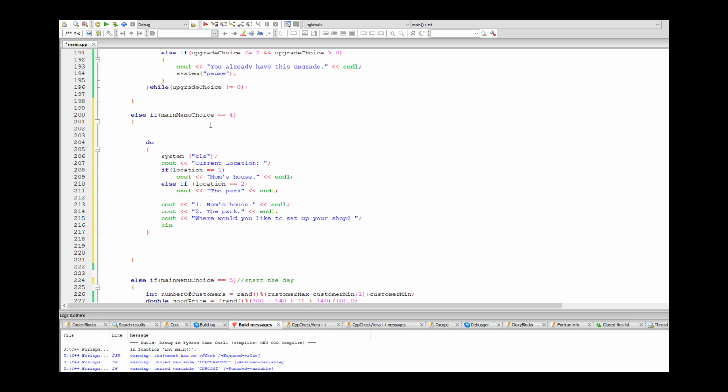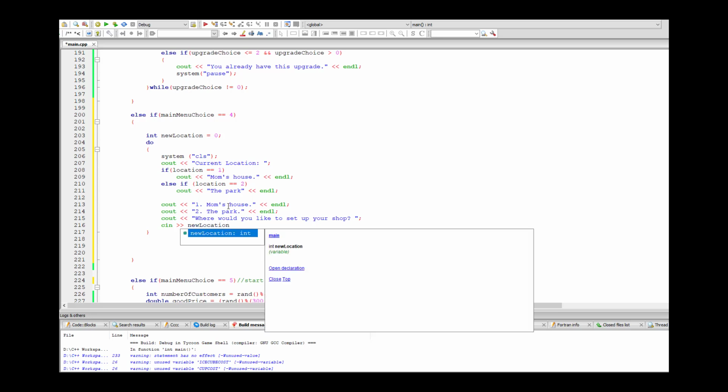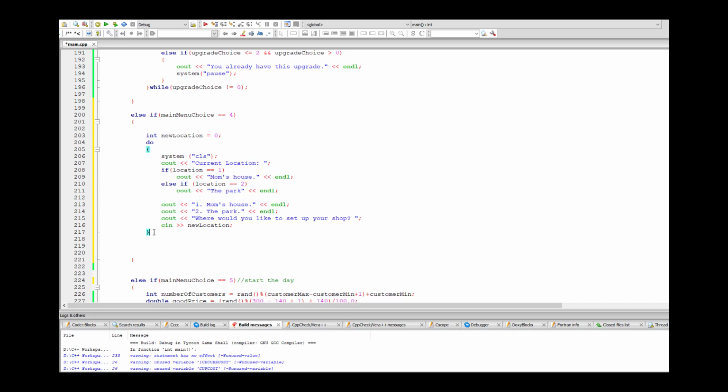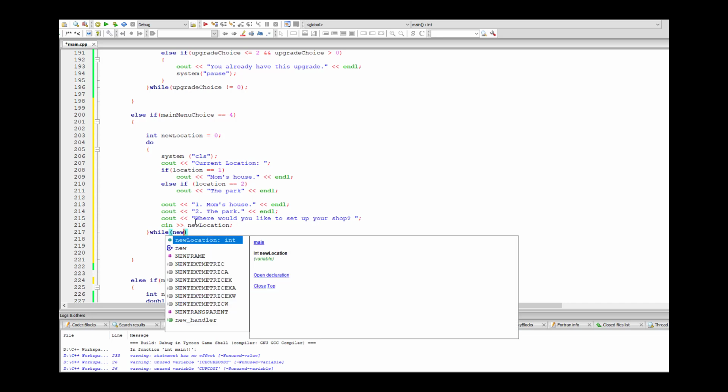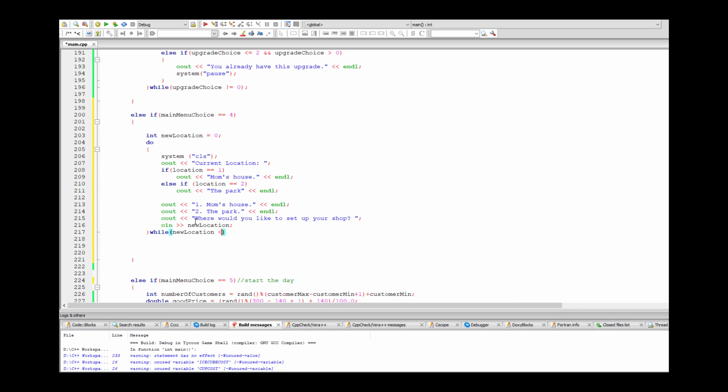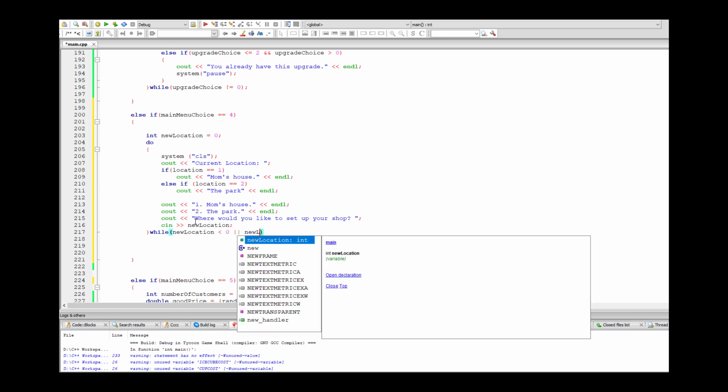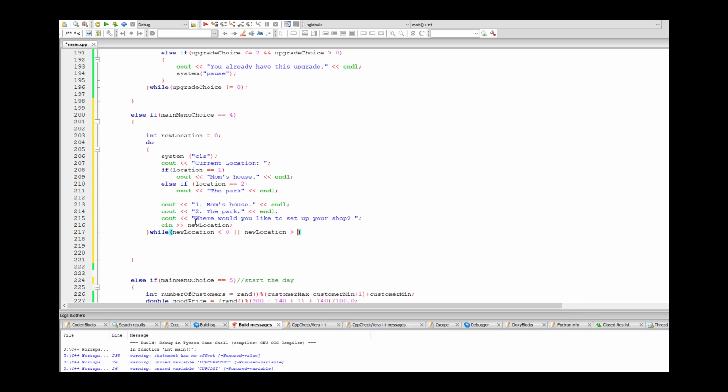All right, so I'm going to say int new location is equal to 0, and we're going to say cin new location. Then we're going to say while new location is less than 0 or new location is greater than 2. So if they entered something below 0 or greater than 2, I'm not going to accept that. And I'm only going to change the location to be equal to the new location if they can get out of this loop.